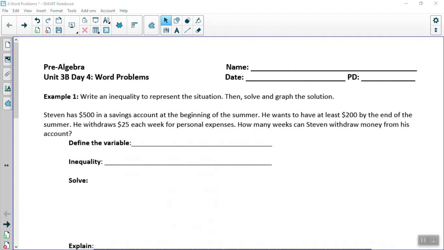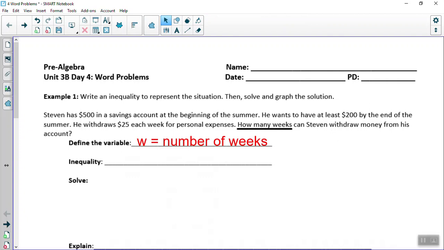So first thing we need to do is define the variable. And that means that we figure out what is our unknown and we pick a variable to represent it. So when I read through the problem, I look for that question. How many weeks in this case? There's our unknown. How many weeks can he withdraw that money? All right, so we're going to pick a variable to represent the number of weeks. So I'm going to use W to represent the number of weeks.